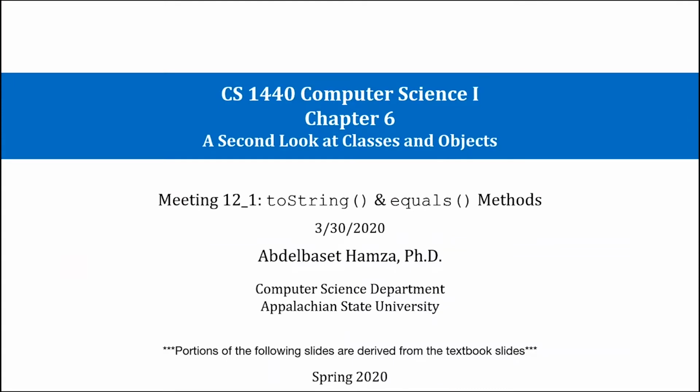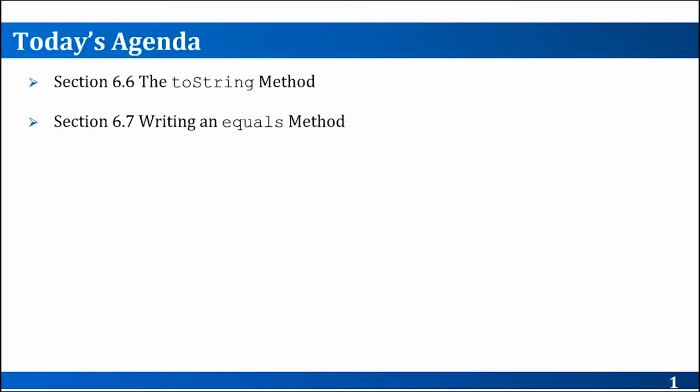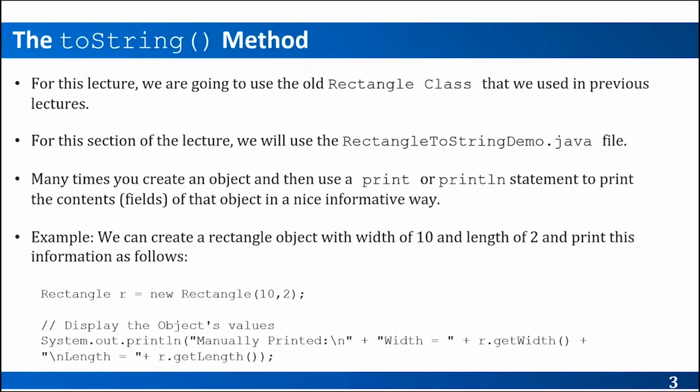We continue to have a closer look at classes and objects. In this lecture, we are going to cover two new topics, the toString and the equals method. We will start with the toString method, and for the purpose of this lecture, we are going to use the old class, the rectangle class, the one that we are familiar with.